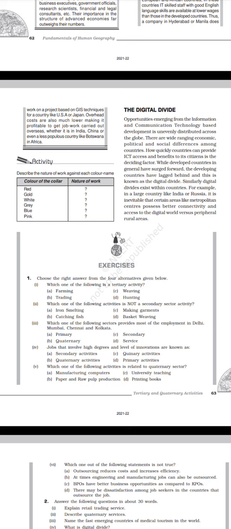Activity. Describe the nature of work against each color name. Color of the collar, nature of work: red, gold, white, grey, blue, pink.